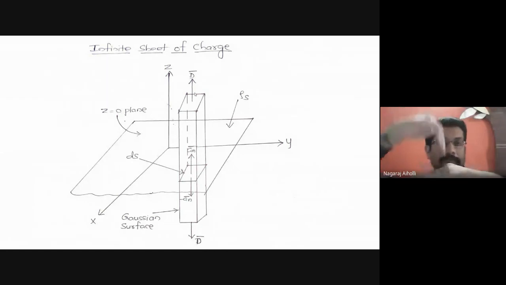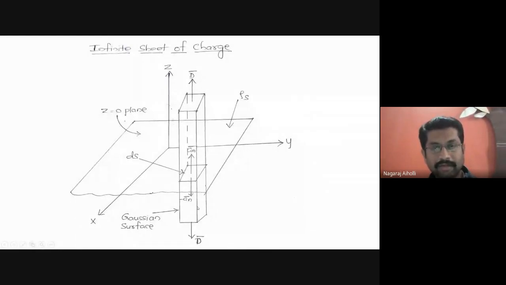It is always perpendicular to the Gaussian surface. Therefore, here D bar is perpendicular to this Gaussian surface that we are considering, the rectangular box. Then the unit vector direction of the D bar vector is along a_n bar. If you are considering D bar in the negative z axis, then it is minus a_n bar.